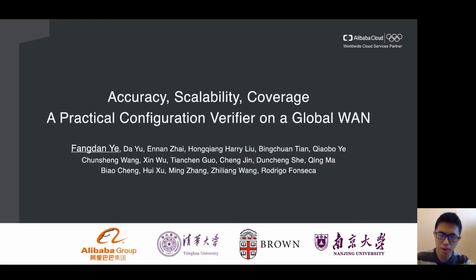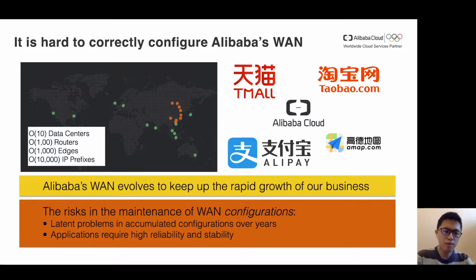Today I'm going to talk about Huoyan, a practical configuration verifier on Alibaba's Global WAN. This work was done when I was an intern at Alibaba Group. As one of the largest service providers, Alibaba has a global network infrastructure to serve over 1 billion customers worldwide with its online services, such as cloud service, e-commerce, e-payment, online maps, and so on.